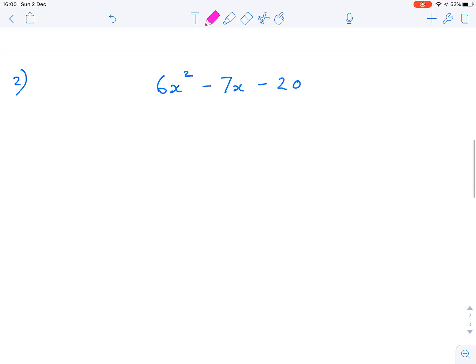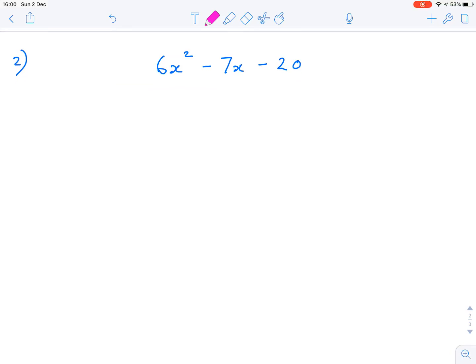Second example, this one involving negatives, which is more likely in an exam question. Again, check there's no common factor. 6 minus 7 minus 20, there's no common factor. So I now multiply the 6 by the minus 20, the number in front of the x squareds by the constant on the end. And that comes to minus 120. So I'm looking for factors of minus 120 that add up to minus 7.